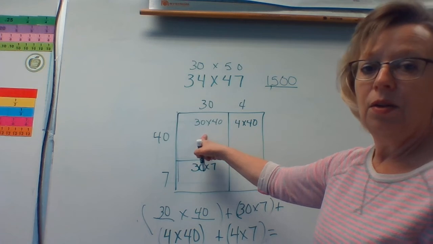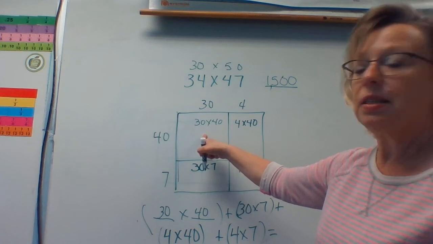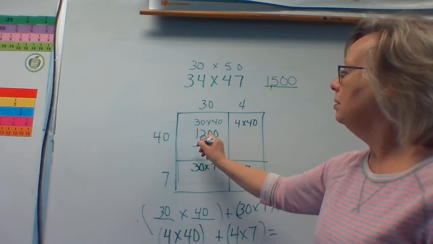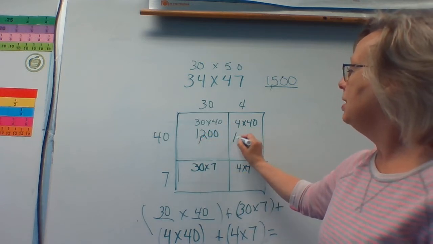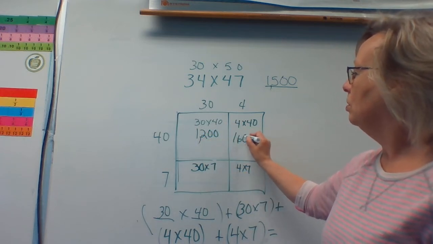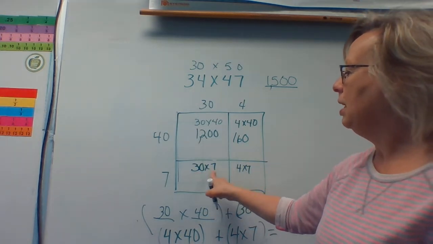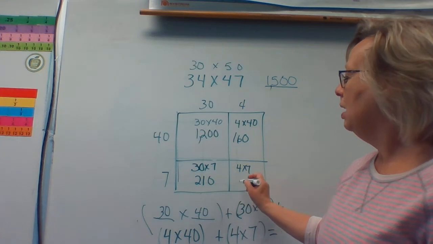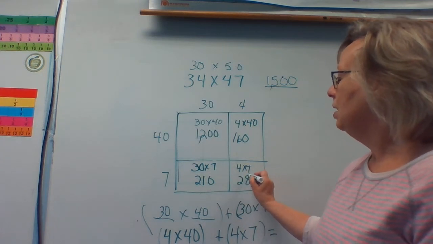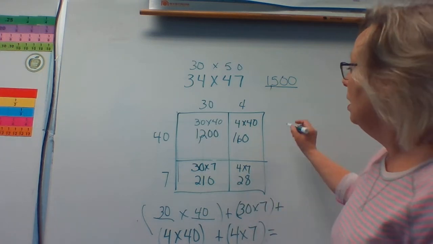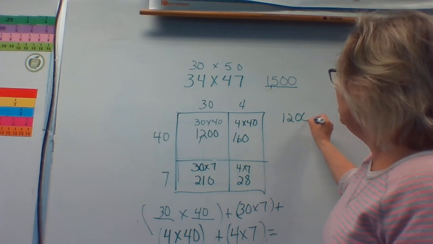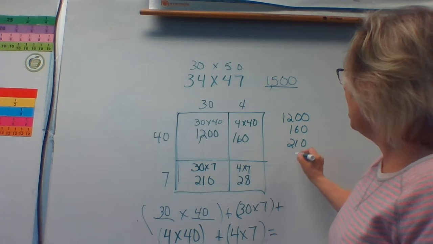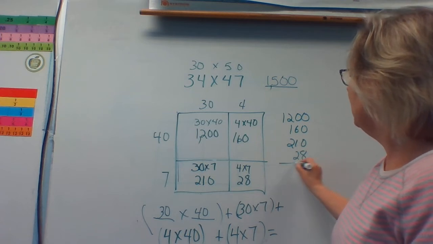4 times 3 is 12, so 1,200. 4 times 4 is 16, so 160. 3 times 7 is 21, so 210. And 7 times 4 is 28. So 1,200 plus 160 plus 210 plus 28.